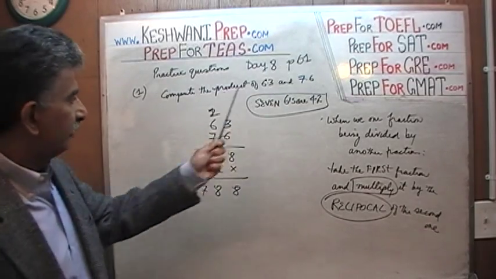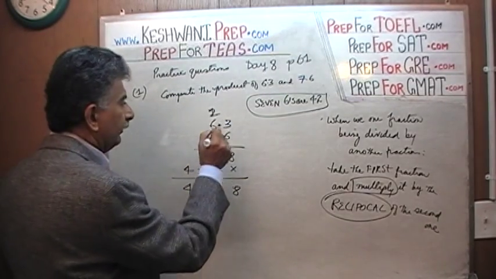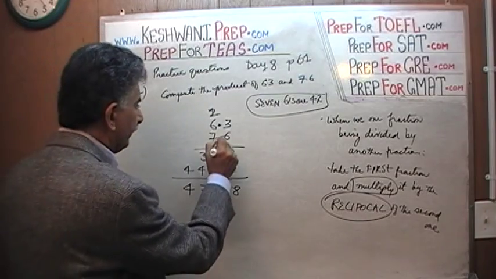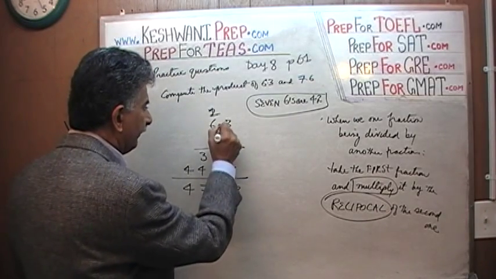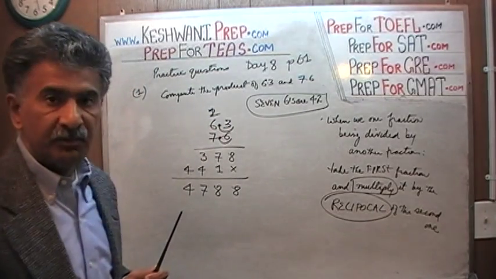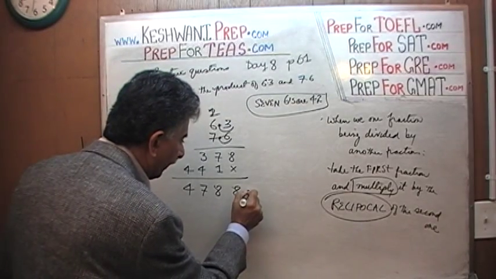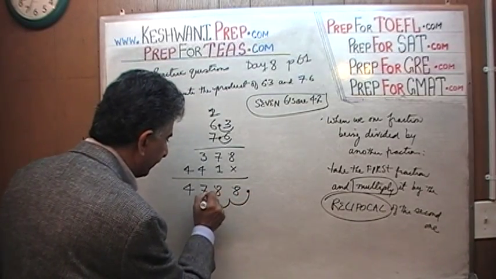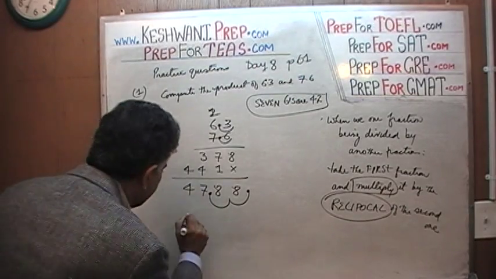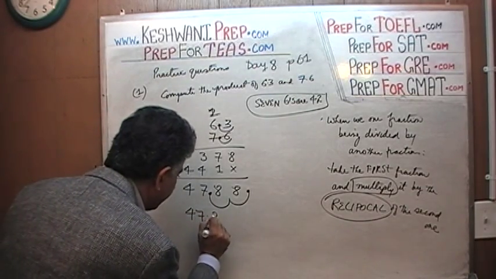So here it was 6.3, so it goes here. And then we have 7.6 that goes here. So we have one decimal place here, we have one decimal place here, which means whatever our answer is, we have to move the decimal place by 2 spots. 1, 2, it ends up here. So the final answer is 47.88.